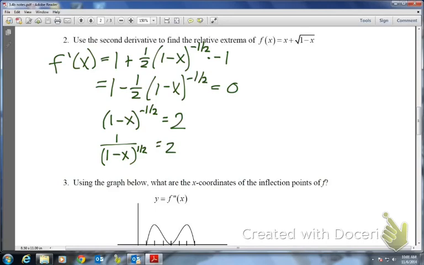Now, in order for this to equal 2, I have 1 on the top and some number on the bottom, depending on what x is. In order for this to equal 2, that bottom has to equal 1/2, because 1 divided by 1/2 would be 2. So that's the only way that this can equal 2. Another way to show that is if you cross multiply. If you multiply the 1 minus x to the 1/2 times 2 and then divide both sides by 2, it would still be 1/2. So I'm going to write that 1 minus x to the 1/2 should equal 1/2.